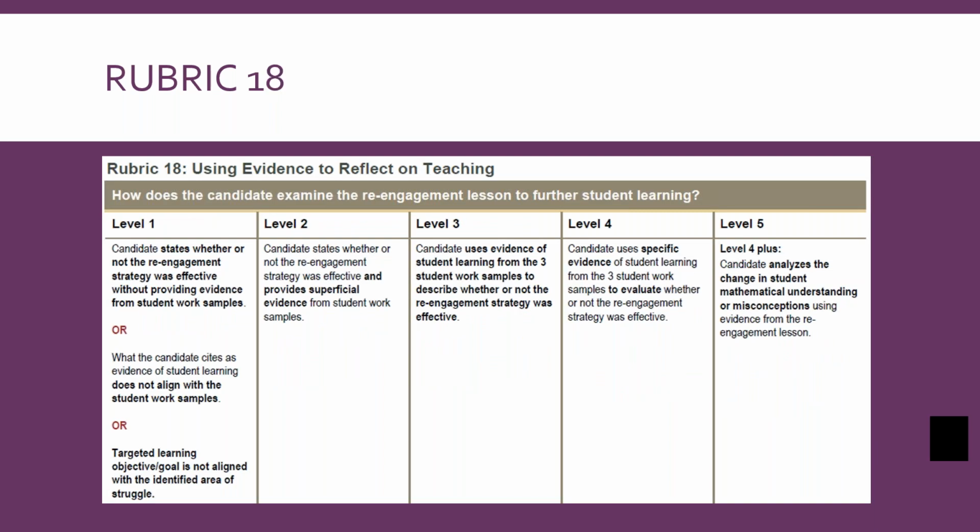Rubric 18, using evidence to reflect on teaching. How do we use evidence to inform our progress in teaching? How does the candidate examine the re-engagement lesson to further student learning? Looking at level 3 here, the candidate uses evidence of student learning from the 3 student work samples to describe whether or not the re-engagement strategy was effective. Remember, we need to refer to those concrete evidence pieces from the work samples. And from that, we can make a decision.